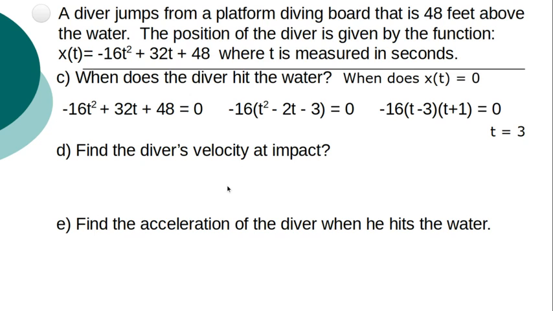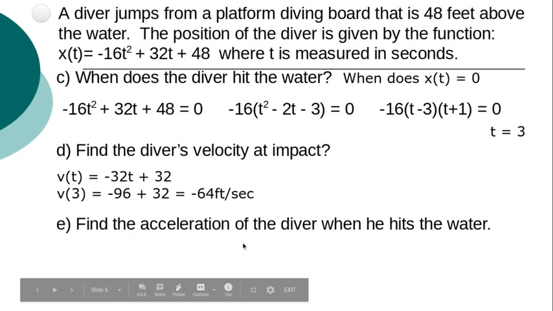So we're going to find the velocity, which we already found in the last part, negative 32t plus 32. And now, since we're trying to find the velocity when t is 3, because that's when the diver hits the water, we're going to plug 3 in for the velocity, and we get negative 64 feet per second. And the reason why it's negative is because at impact, the position was getting smaller because we're getting closer and closer to the water.